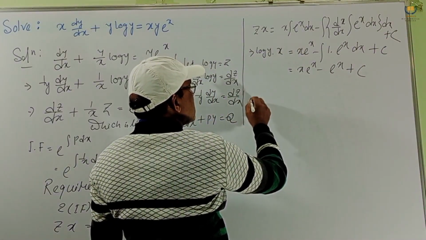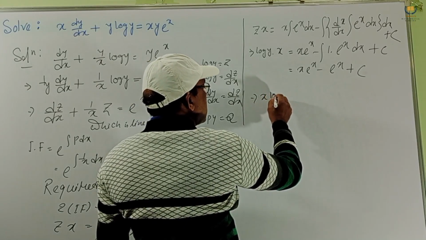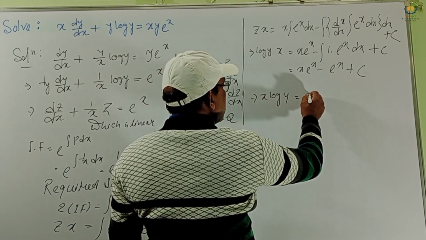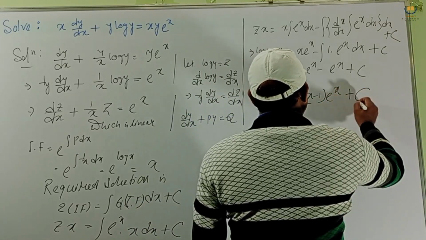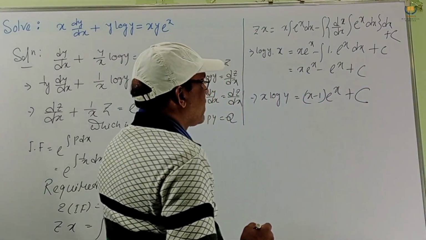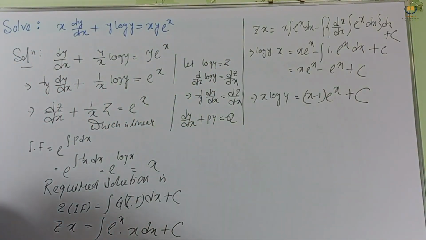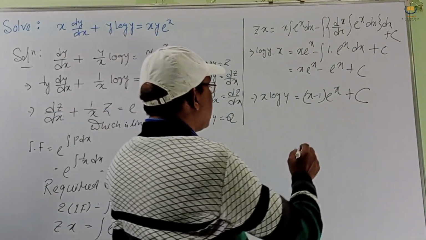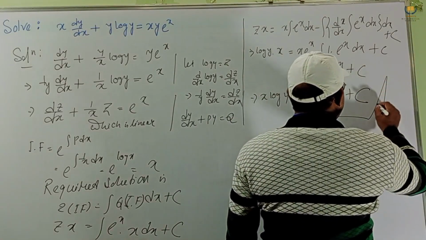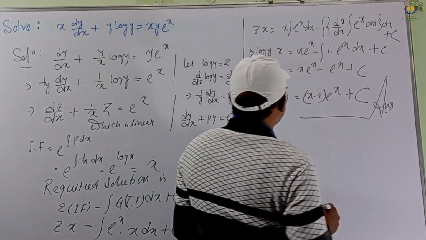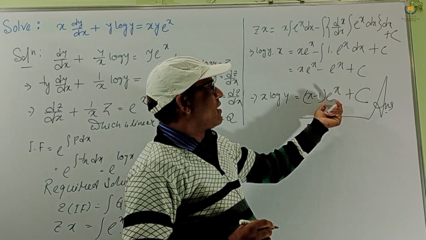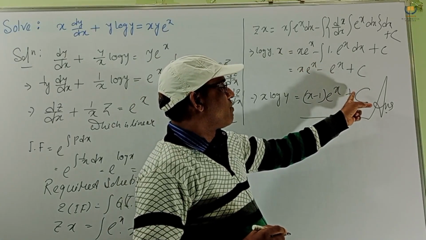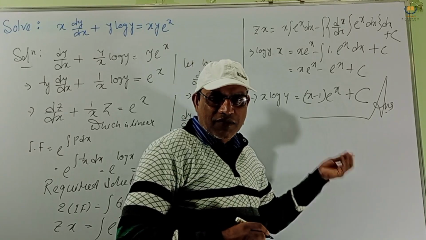So this implies x log y equals (x minus 1) e to the power x plus c. We get this one. So this is the final answer of the given problem. x log y equals, taking e to the power x common, (x minus 1) e to the power x plus c. This is the final answer of the given problem.